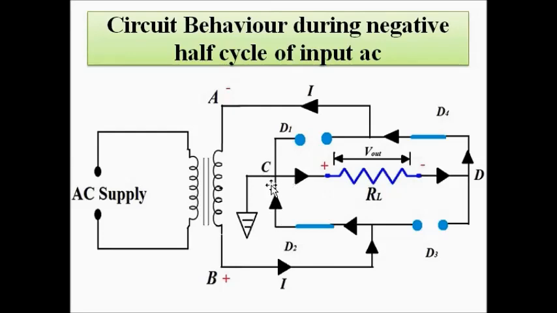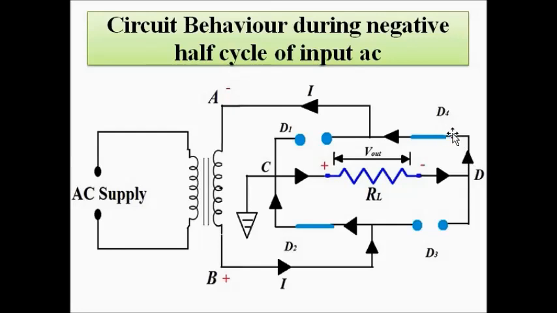alternatingly. But here, during the positive and negative half cycle, the direction of flow of current through the load resistance remains the same, from C to D, from left to right. So, this output voltage is DC. We have successfully converted the AC input into a DC output.